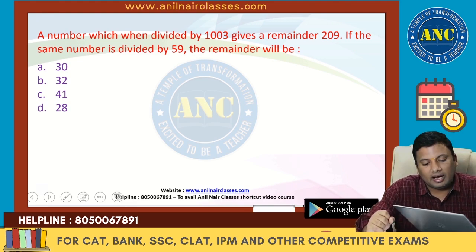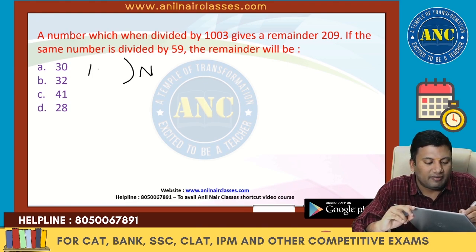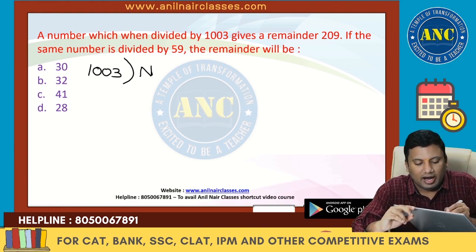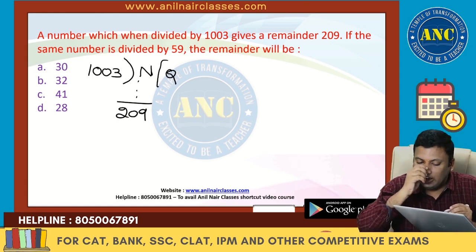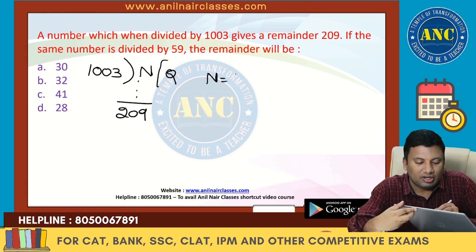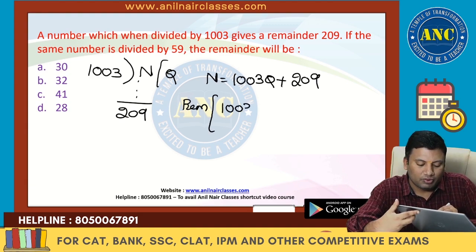Next one. There is a number n. It is divided by 1003 and the remainder is 209. Dividend equals divisor times quotient plus remainder, so the number is 1003q plus 209. And this number is divided by 59: 1003q plus 209 divided by 59.